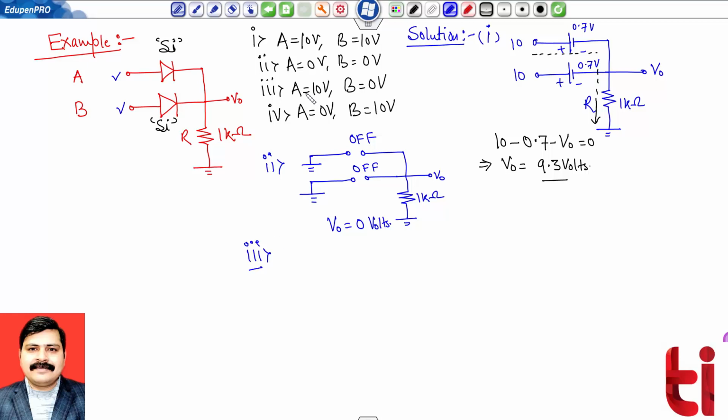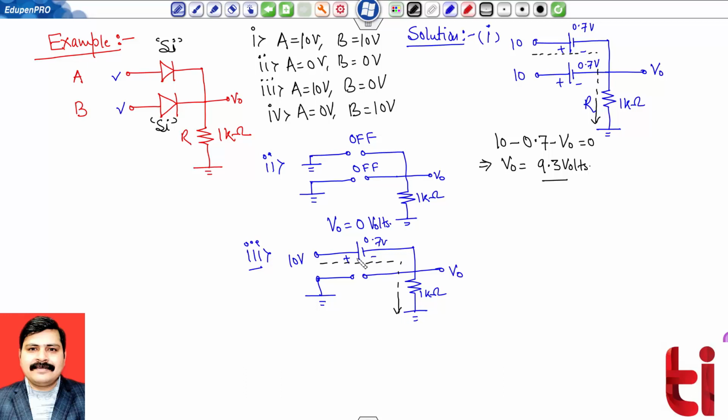In this case, A is connected to 10 volt, B is connected to 0. So obviously the first diode will be conducting and the second one will be off. Okay, so quickly I am drawing the circuit. This will be off because this is connected to ground, this is connected to 10 volt, and this is 0.7 volt now. 1 kilo ohm. I want to measure output across here.